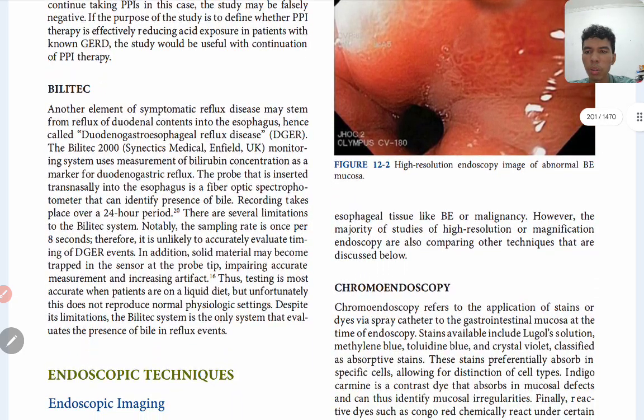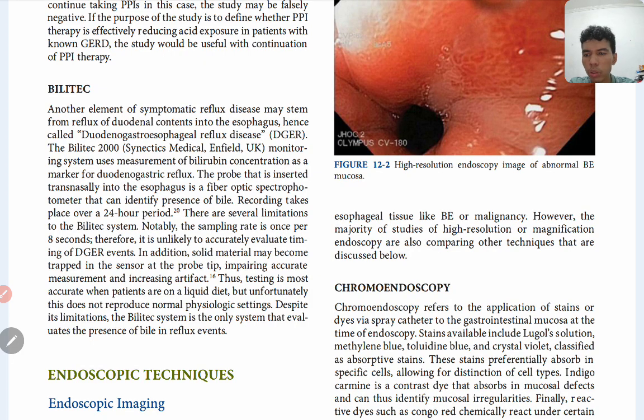Bilitec. Another element of symptomatic reflux disease may stem from reflux of duodenal contents into the esophagus, hence called duodenogastroesophageal reflux disease, DGER. The Bilitec 2000 monitoring system uses a measurement of bilirubin concentration as a marker for duodenogastric reflux. The probe that is inserted transnasally into the esophagus uses fiber optic spectrophotometry that can identify the presence of bile. Reporting takes place over a 24-hour period.